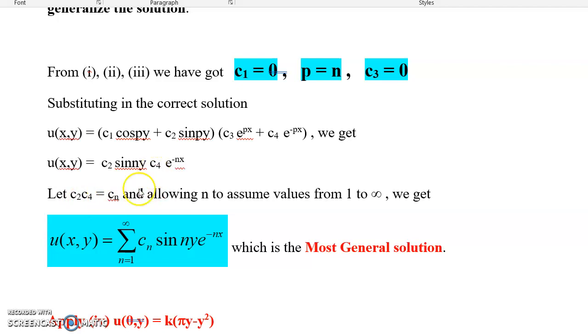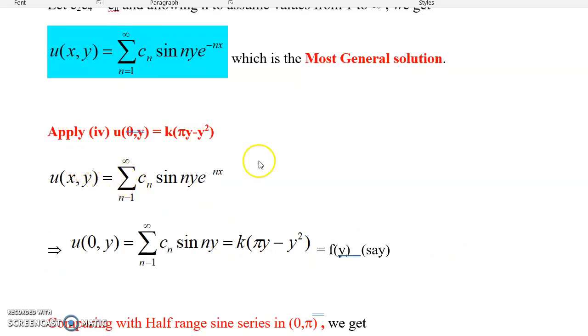So when you do that, you get Cn. C2, C4 becomes Cn and you have to put a summation n equal to 1 to infinity. So this becomes the most general solution. Now in this most general solution, you should apply the last boundary condition: u of 0 comma y equal to k into this. So let us apply that.